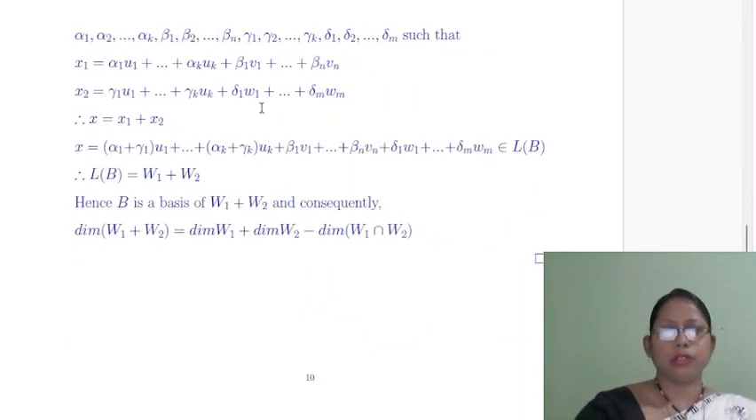So x2 is equal to this one. Therefore, x equals x1 plus x2. Here, after rearranging the terms and grouping u1 with u1, we get alpha 1 plus gamma 1 times u1 plus dot dot dot alpha k plus gamma k times uk plus beta 1 p1 plus dot dot dot beta n pn plus delta 1 w1 plus dot dot dot delta m wm, which belongs to the linear span of B.